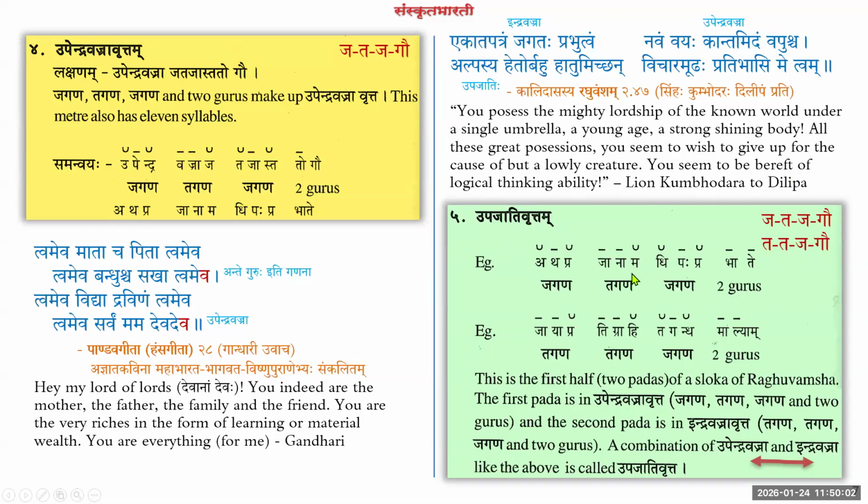Lion Kumbhodara to Dilipa. So here you see they have very clearly said a combination of Upendra Vajra and Indra Vajra. So they didn't say it has to be in a particular order specifically. They just said it like the above. Okay, not mandated it should be in a particular order, though they should have made it clear specifically. That's why I put a red arrow saying the other order also is fine. And my example is exactly for the other order from the same Kavi.